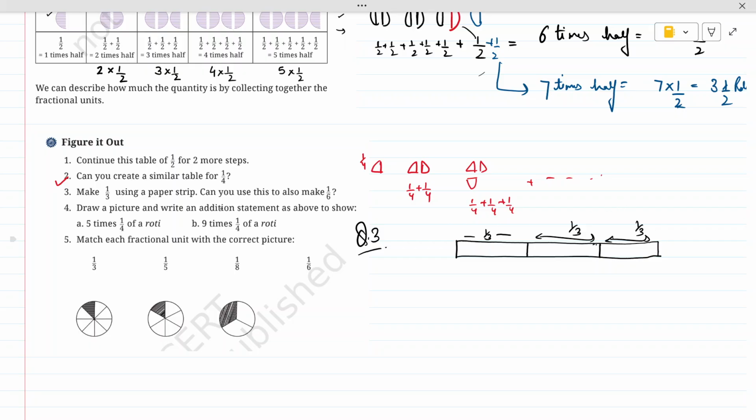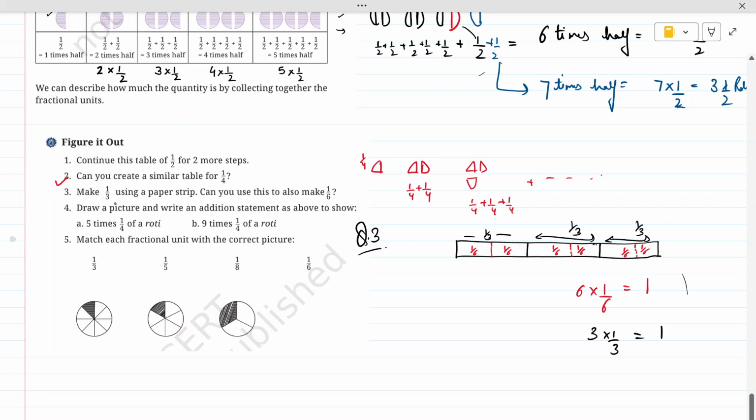Now next, can you use this to make 1 by 6? So yes, we can do that, but how? We can further divide each 1 by 3 into its half. That means if I make a half of it, and half of it, this will be 1 by 6. Each part will be 1 by 6 now. So how many 1 by 6 will we have? 1, 2, 3, 4, 5, 6. 6 times 1 by 6, that is one complete strip. Right? And 3 times 1 by 3, that is again one complete strip. So this is how we have to do this question.